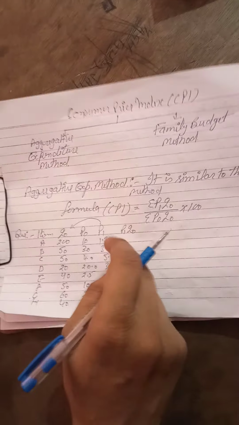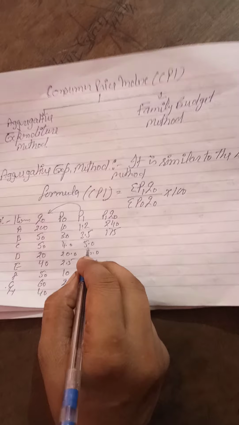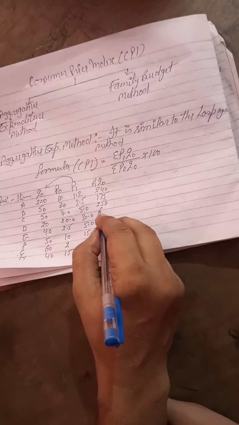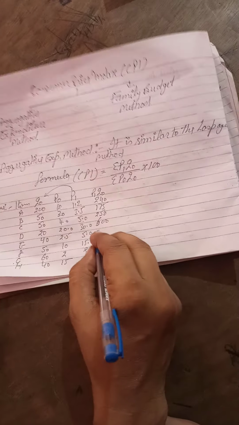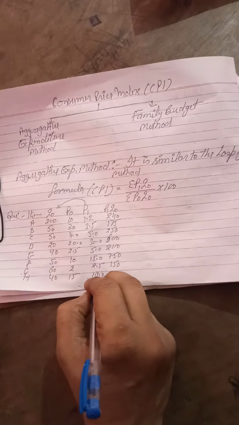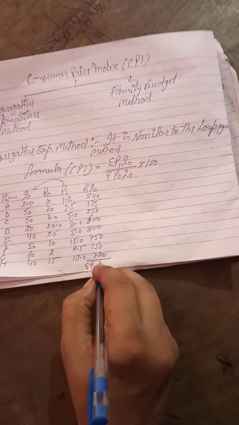So you will multiply P1 with Q0. Clear beta? 200 into 1.2 is 240. 3.5 into 50 is 175. 5 into 50 is 250. 30 into 20 is 600. 5 into 40 is 200. 15 into 50 is 750. 2.5 into 60 is 150. 18 into 40 is 720. That's your summation P1 Q0.